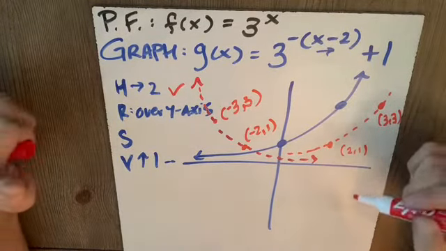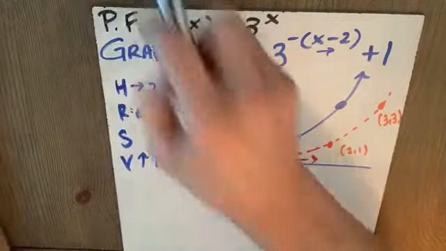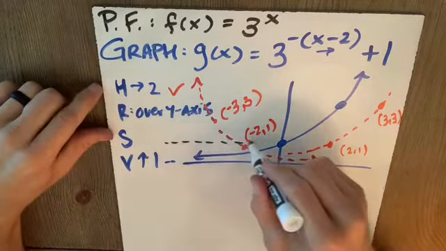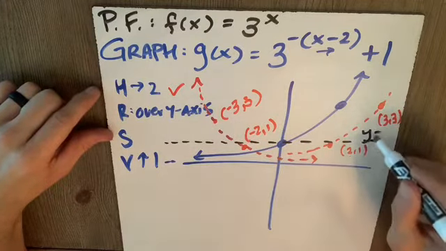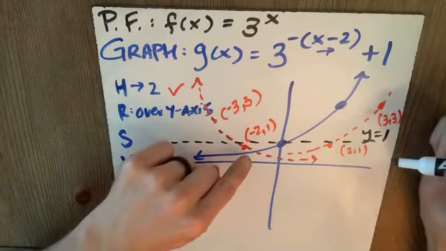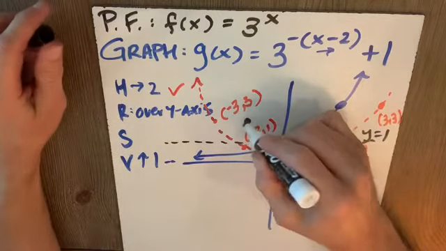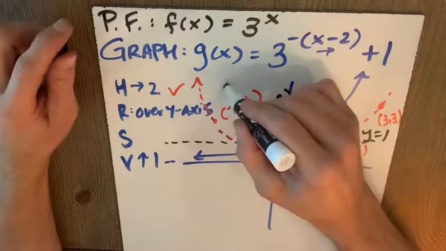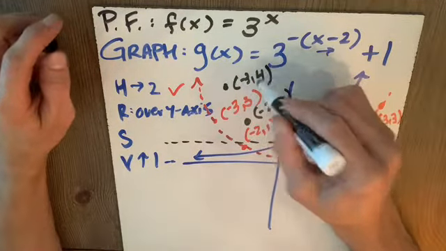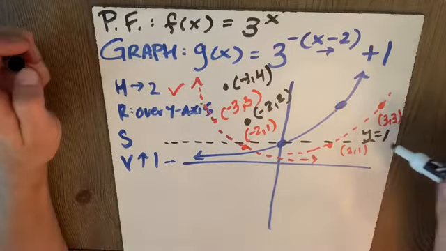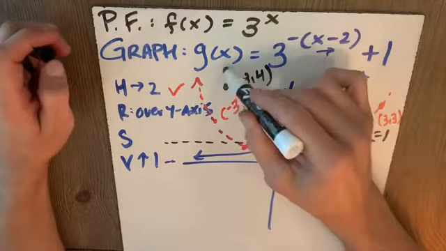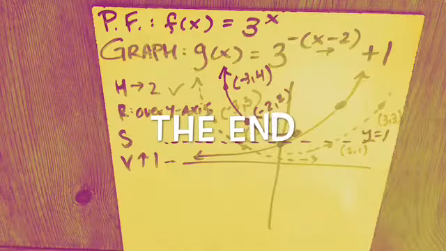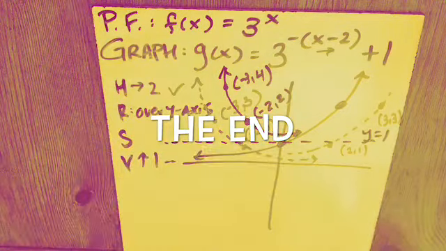The last thing is going to move both of these up 1. So if I move everything up 1, of course, my horizontal asymptote becomes y equals 1. And negative 2, 1 becomes negative 2, 2. And negative 3, 3 becomes negative 3, 4. Now look what I've got in black. I've got y equals 0, and I've got negative 3, 4, and negative 2, 2. And I've got my graph. Looks like that. I've got my 2 points and 1 asymptote. I've done my job.